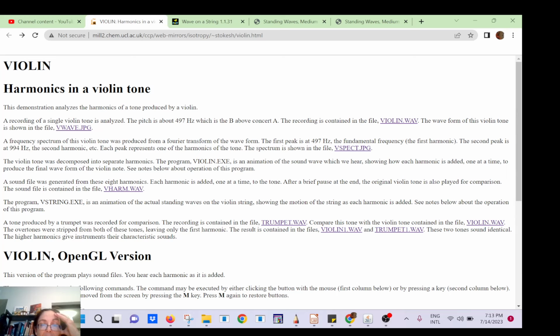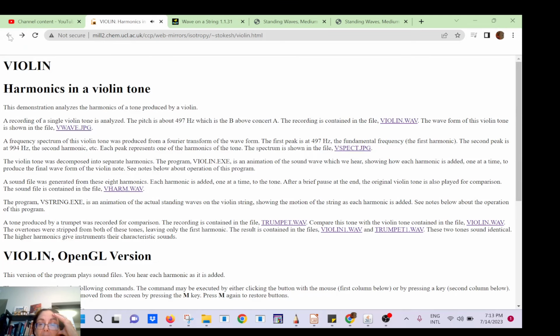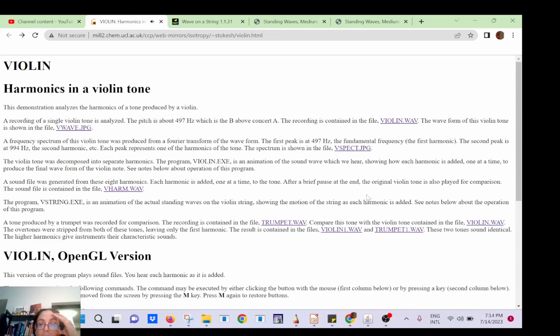So here they have a trumpet. You see, it's the same pitch, but it's not the same cocktail of harmonics, right? You can compare that to the violin. It doesn't sound the same, even though the pitch is the same.